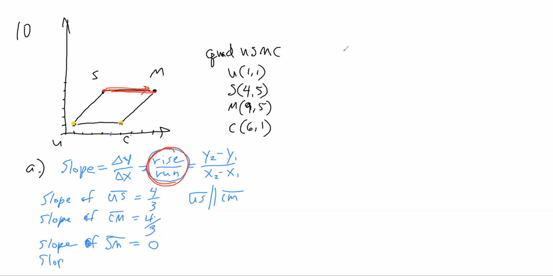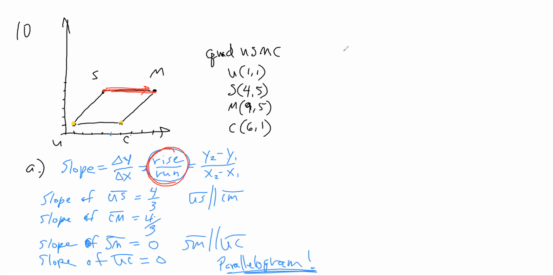And the same thing's happening at the bottom. Slope of UC is also 0. And so SM is parallel to UC. And so that is verifying that it is a quadrilateral or a parallelogram. So we can say for sure parallelogram. We exclaim it with an exclamation mark.